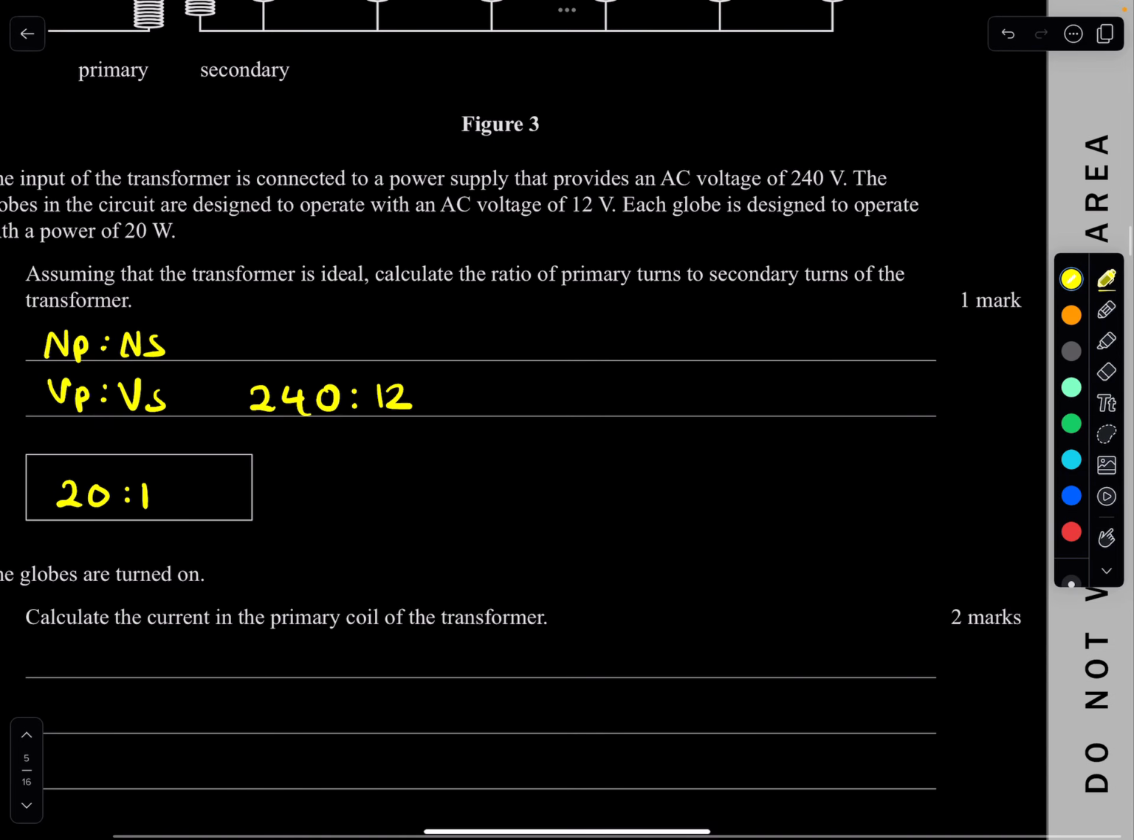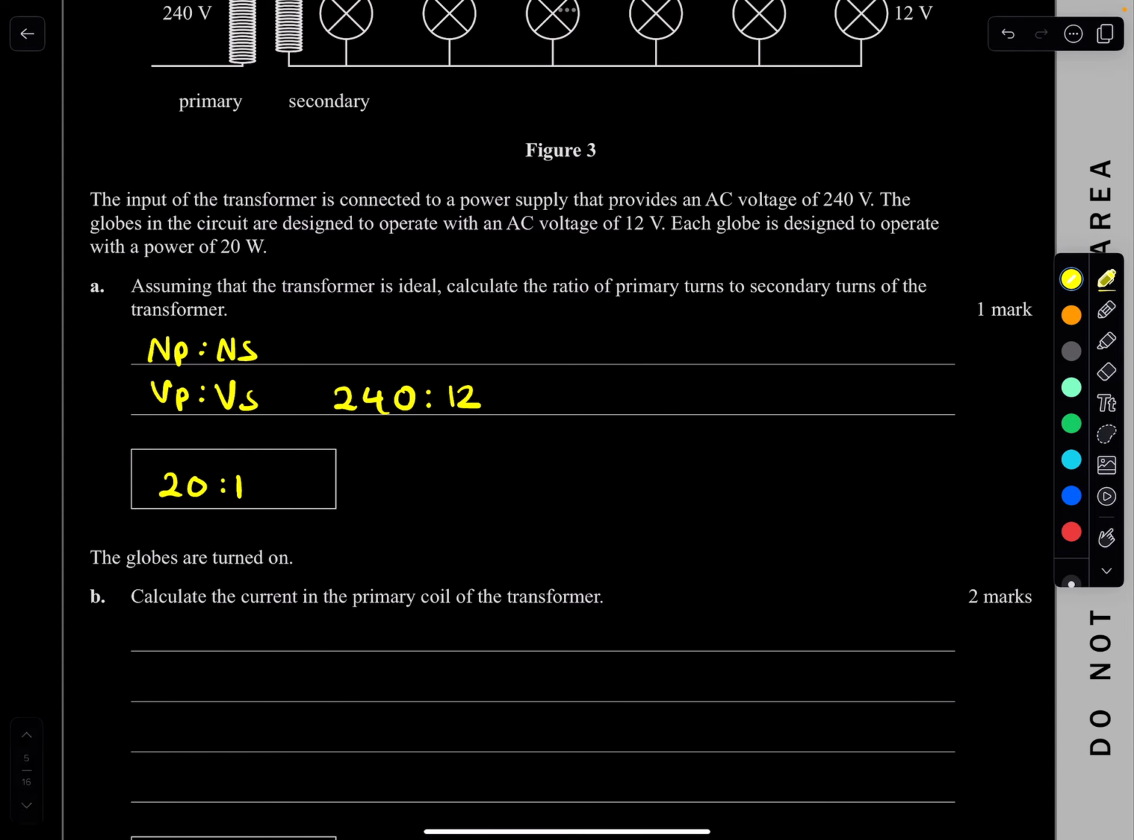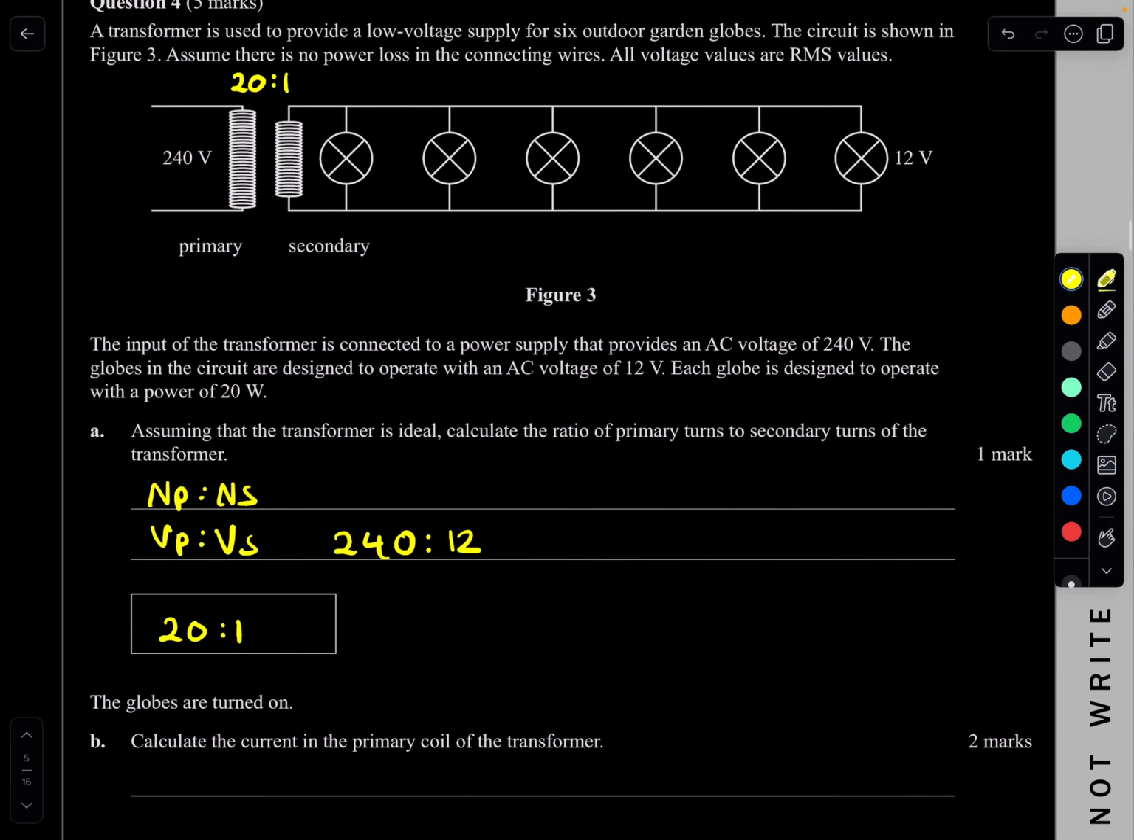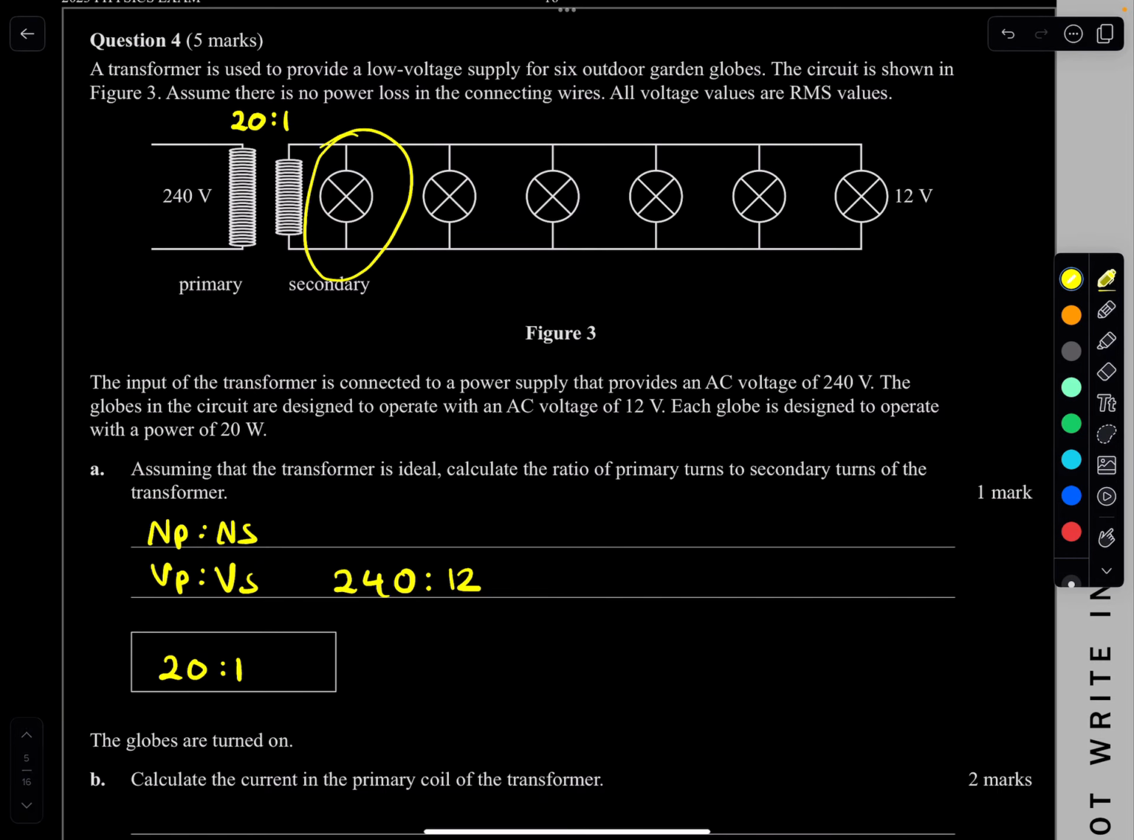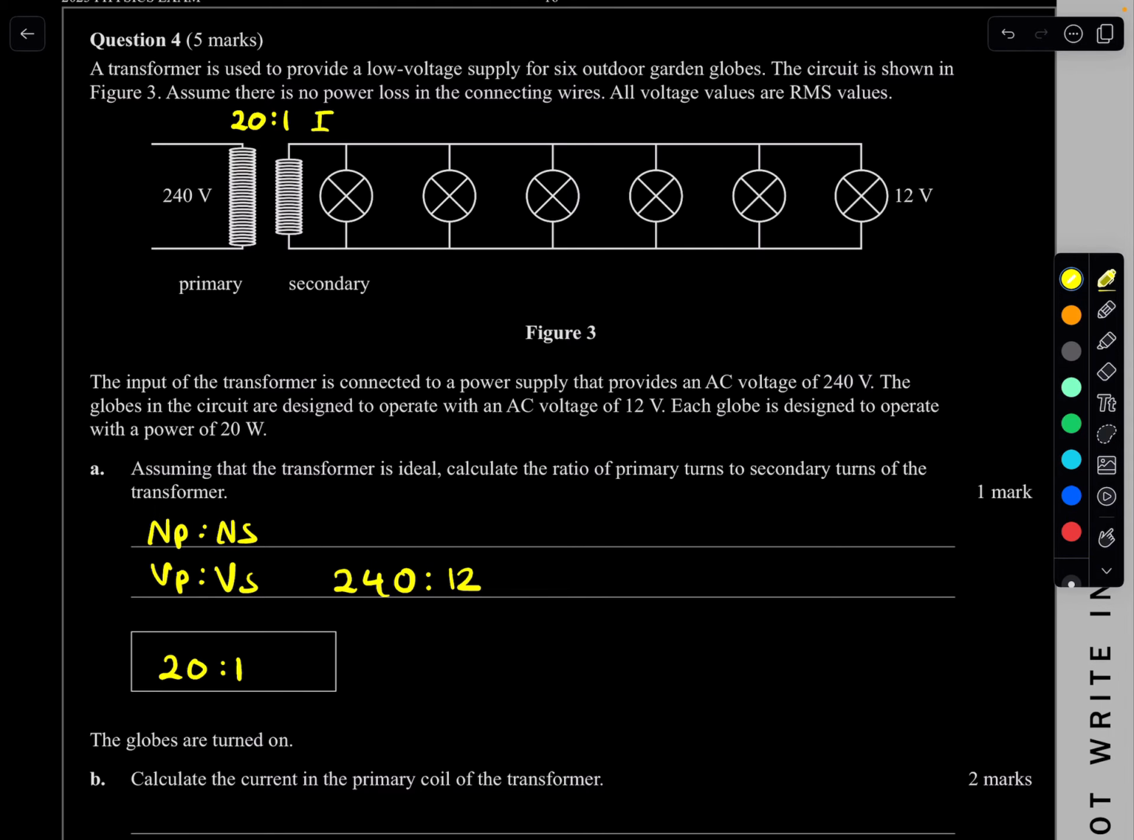And yeah, so let's look at the next question. The globes are turned on. Calculate the current in the primary coil of the transformer. So we want the current in the primary coil. Well, all we're going to need to do is find the current in this circuit here. Like what we said, imagine there's a current that was given here, and it should be coming out the same, and remember how we said it will always try to share its current among the circuit.